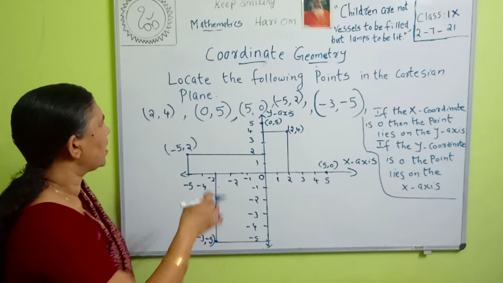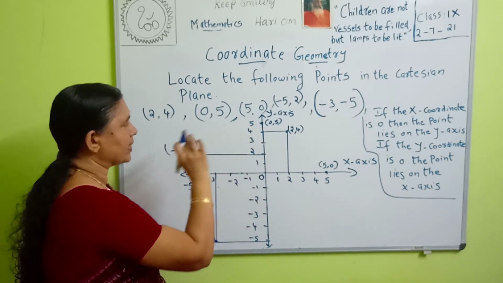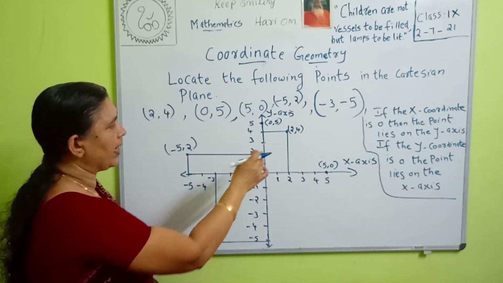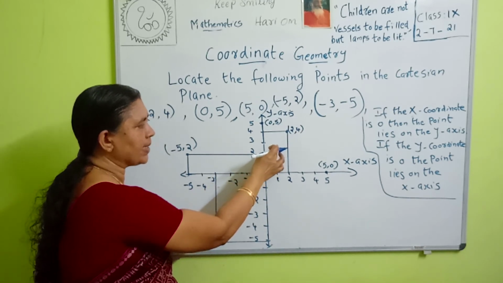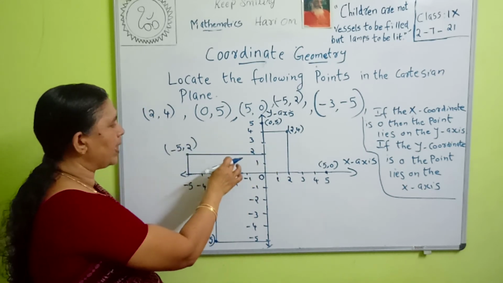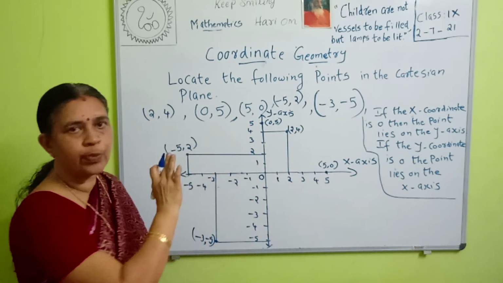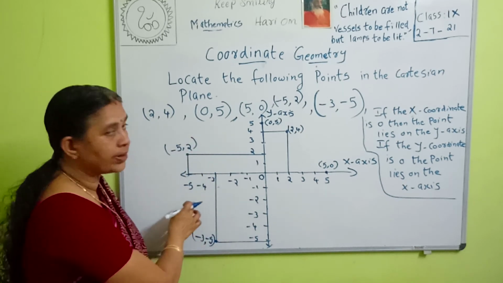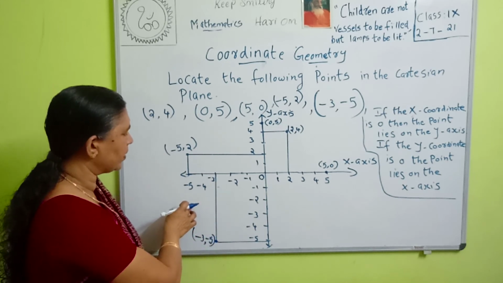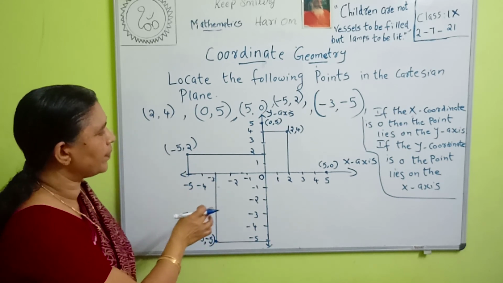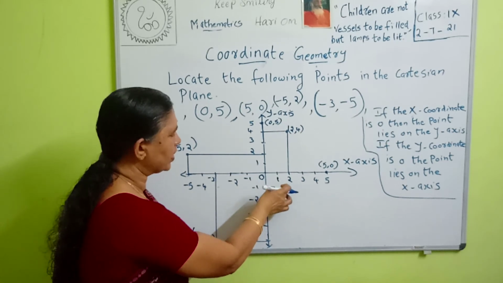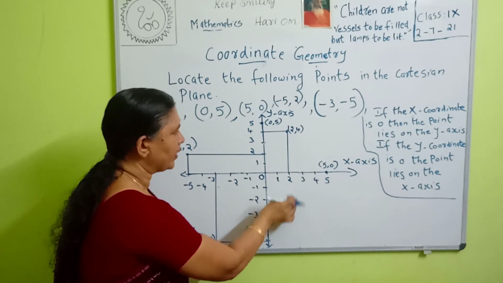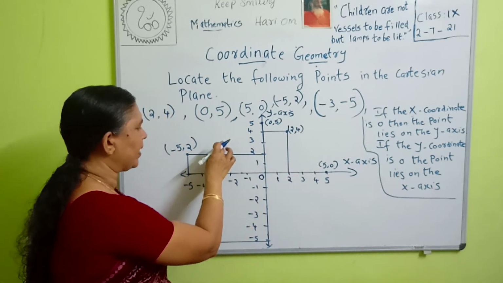You remember it. Okay. Then the x-axis and y-axis divide the plane into 4 parts. Each part is called a quadrant. If the x and y coordinates both are positive, it lies in the first quadrant. If the x coordinate is negative and y coordinate is positive, then the point lies in the second quadrant. If the x and y coordinates both are negative, then the point lies in the third quadrant. And if x coordinate is positive and y coordinate is negative, then the point lies in the fourth quadrant. This is the first quadrant and this is the second, third and fourth.